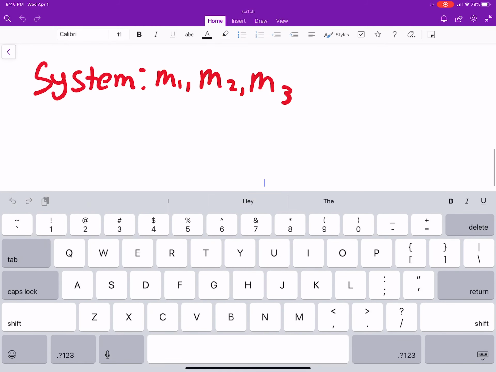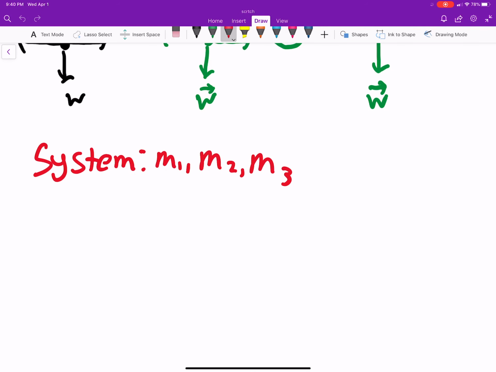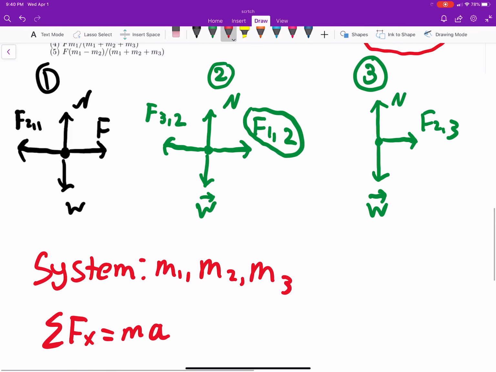So, let's see here. The sum of all forces in the x direction is equal to mass times acceleration in the x direction. This means acceleration is equal to the sum of forces in the x direction for our system.